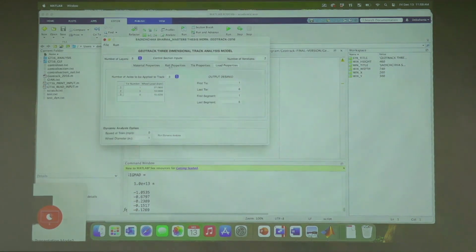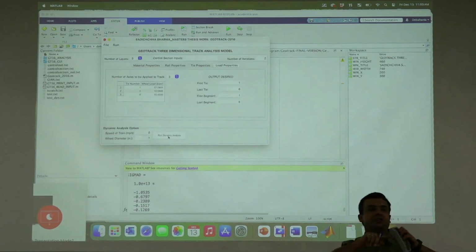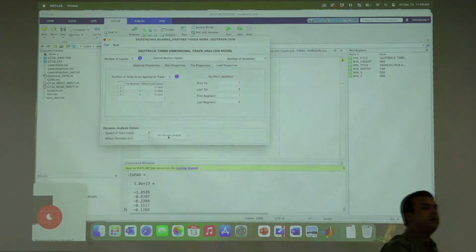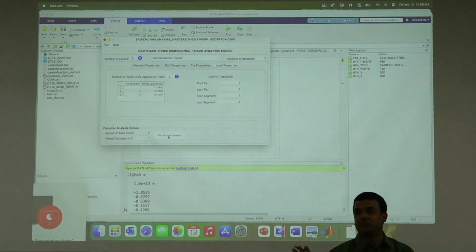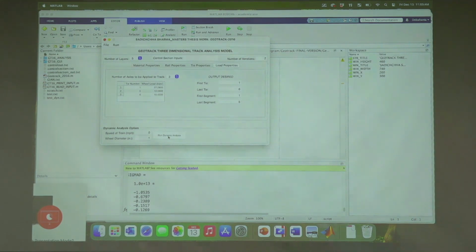The other thing you can do here is run dynamic analysis. In the original GeoTrack, this was not there. In ARIMA, what they do is they say this is all quasi-static, right? Static analysis. They say that a rail, based on its diameter and based on the speed, applies a certain amount of dynamic loading. There is a fixed formula. You're not doing true dynamics or anything. There's a fixed formula to translate that, so you can actually do that.